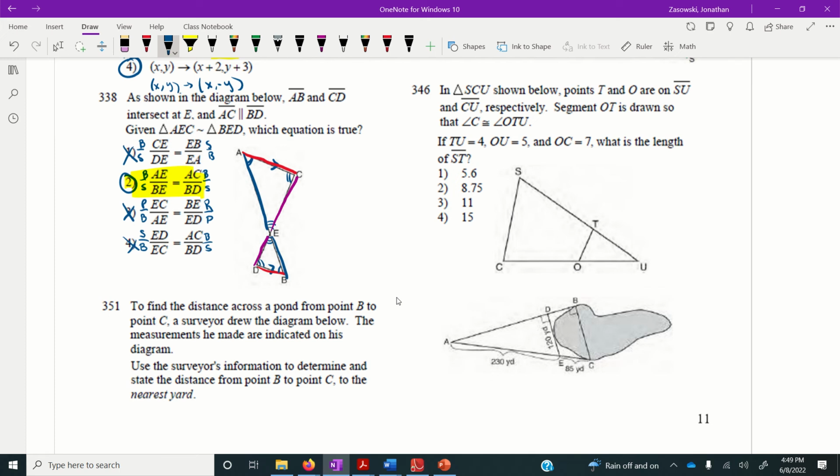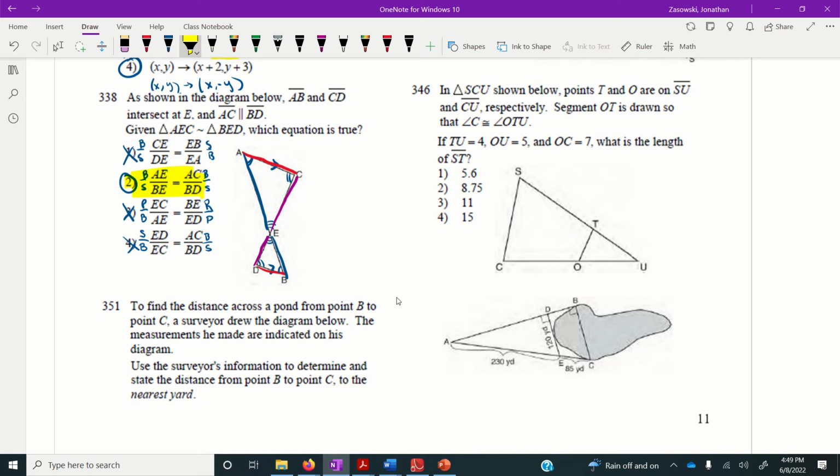All right, 346. We got ourselves a triangle below. Now, this question is a little difficult. I'm going to do it wrong first. We'll talk about why, and then we'll do it correctly. Okay, so we're going to read. We're going to label. Always do that first.